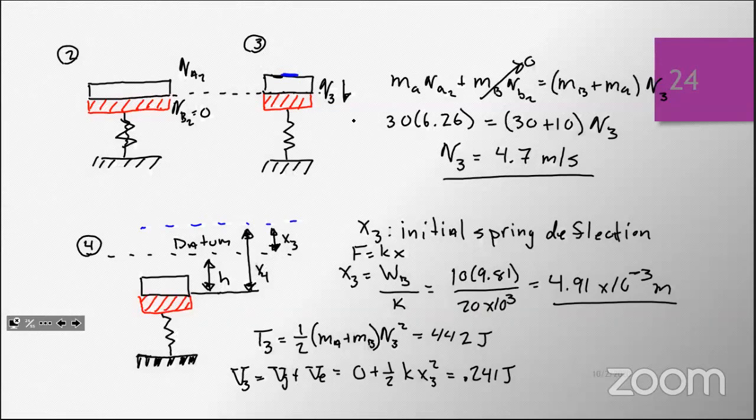Well, we use Hooke's law. The force is equal to K times X. I rearrange this, I can solve for X using the weight of my pan. It's 10 times 9.81 divided by 20 times 10 to the third, because there's a 20 kilonewton per meter spring constant. I just converted it to newtons. And you find out that that spring has deflected initially by 4.91 times 10 to the minus third meters.